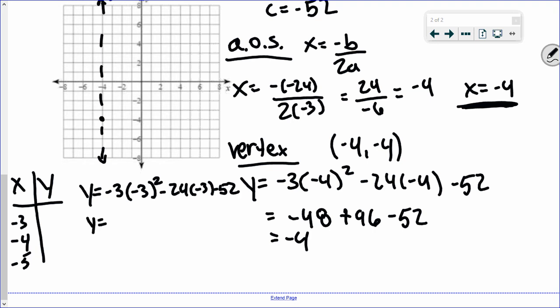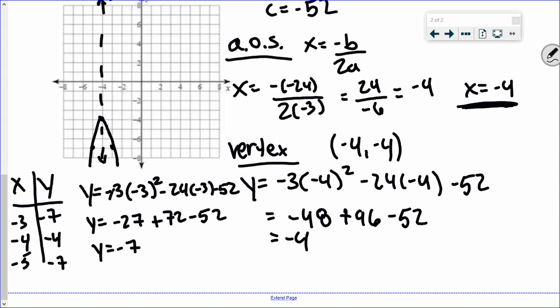So that gives us negative 3 times, well, negative 3 squared is 9. Negative 3 times 9 gives us a negative 27. Plus negative 24 times negative 3, plus 72, minus 52. So negative 27 plus 72 minus 52 is negative 7. So those are the points we should be plotting then: negative 3, negative 7, and negative 5, negative 7. And this parabola would be opening down.